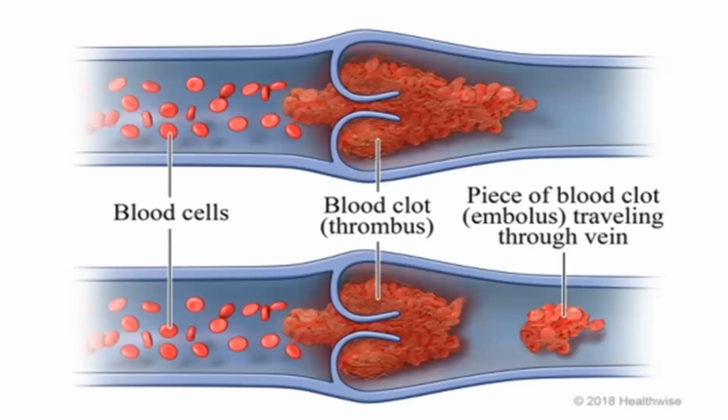The figure shows here the blood cells, the blood vessels, and the clot formation already there in the blood vessels. This is a blood clot or a thrombus, and a piece of this blood clot is traveling through the vein.